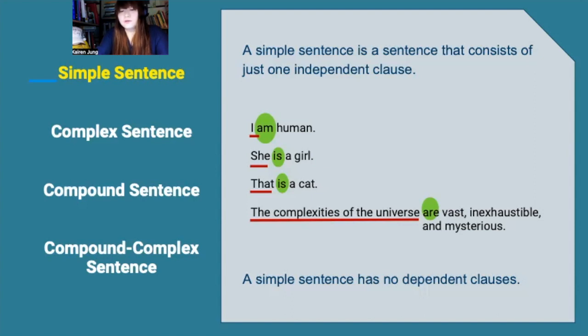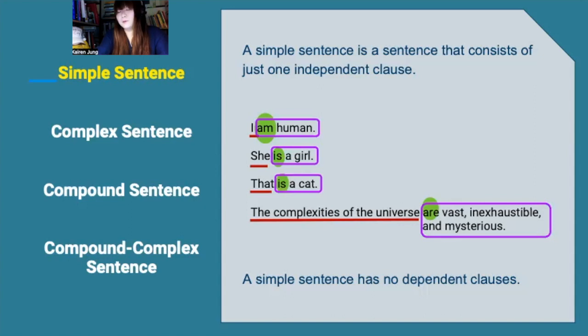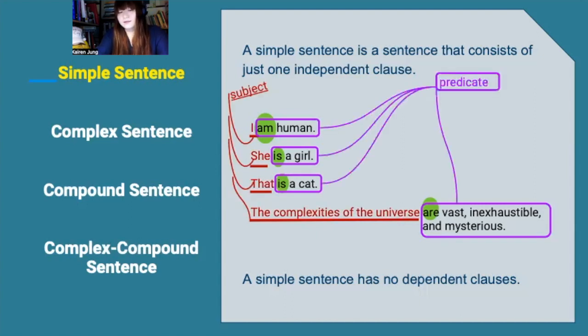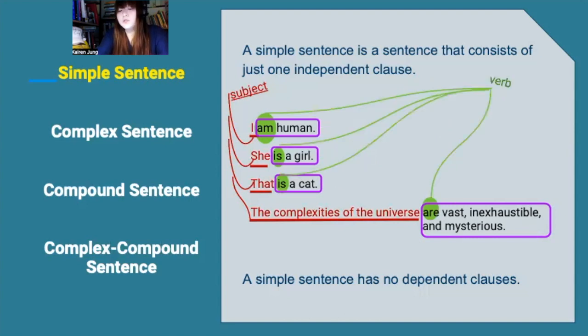Now, the verbs have been circled in green, and everything past the green verb is a predicate, enclosed in a purple square. Remember, we learned about predicates within sentences earlier in this lesson. Also note that the subject of each sentence has been underlined in red in these examples, and the predicate contains the verb as well as the objects or the adjectival phrases of these sentences.